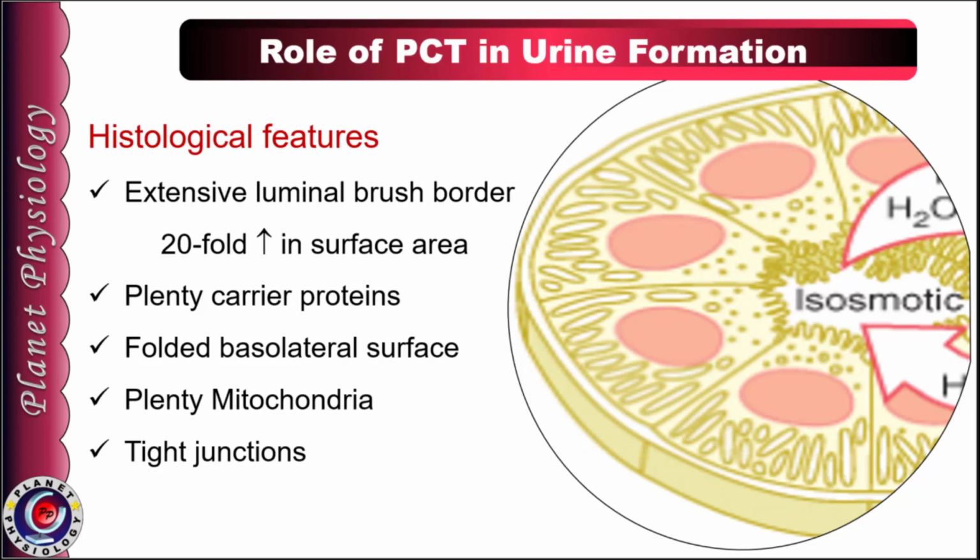Brush border is loaded with various carrier proteins. The basolateral surface also has multiple infoldings and the cells possess many mitochondria, indicating their higher metabolic activities. Adjacent cells are bound to each other by tight junctions at their luminal border. Because of these histological features, proximal convoluted tubule is the major site for reabsorption.